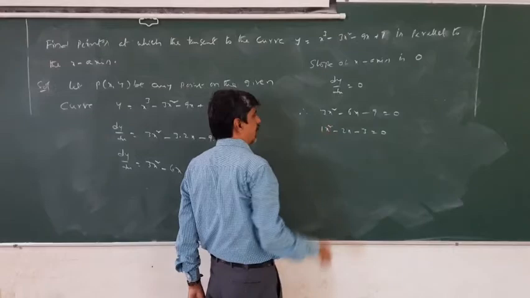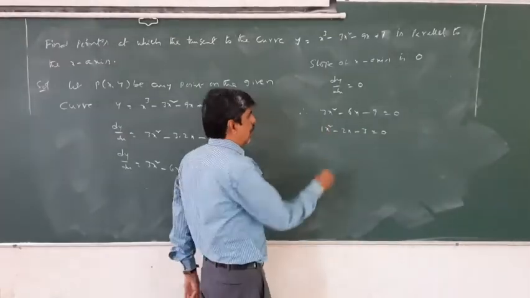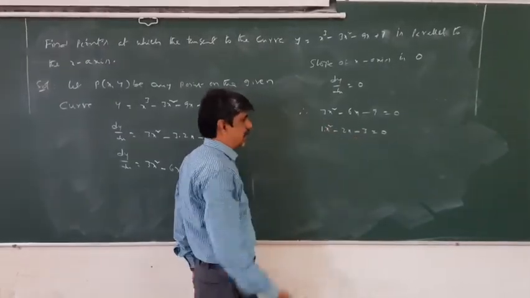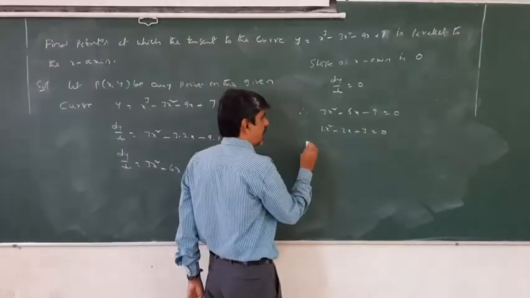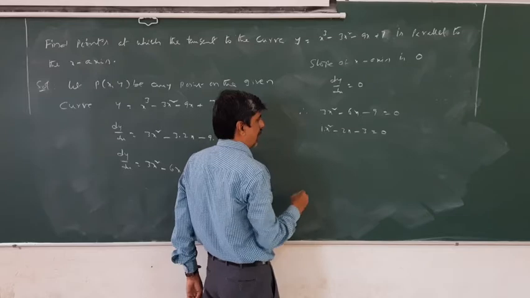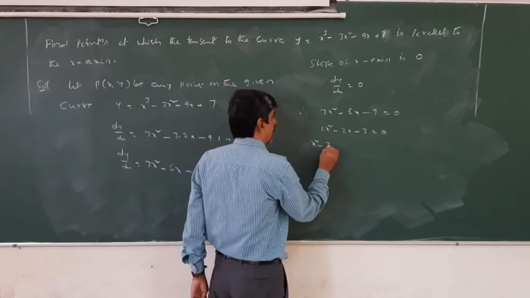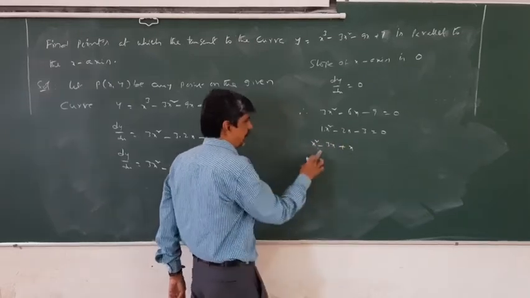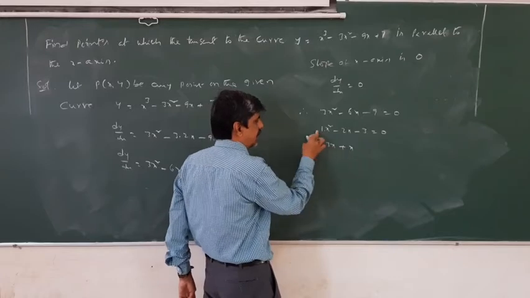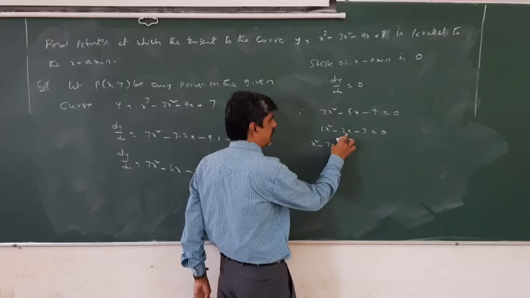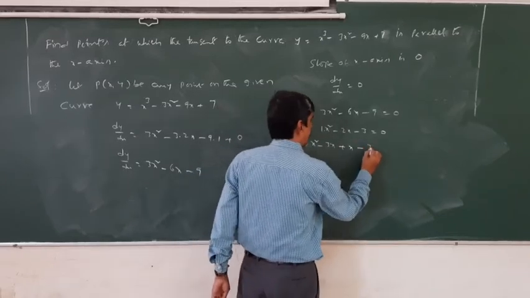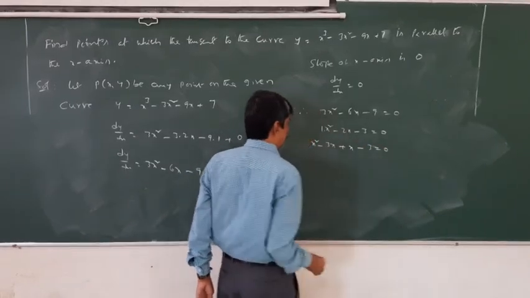Here the x square coefficient is 1 and the constant is minus 3. 1 into minus 3 gives minus 3. Write the factors whose sum or difference gives minus 2x. So x square minus 3x plus x, minus 3 into plus 1. The product is minus 3, the same as the product of x square and the constant. So minus 3x plus x gives minus 2x. Minus 3 is equal to 0.